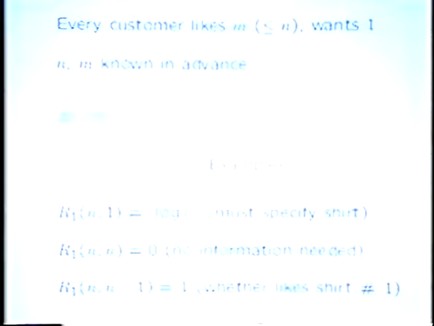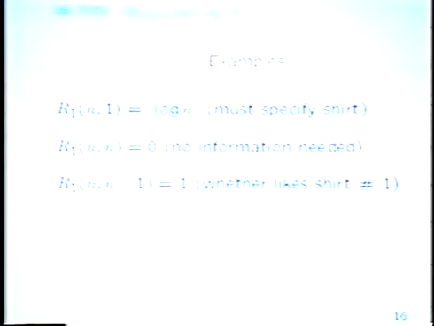So what can you do? You can just tell him if he likes shirt number 1. If he likes it, he says, I like shirt number 1, and then they'll send shirt number 1. Or he says, I don't like shirt number 1, and then they'll send him any of the other ones. So you need only one bit: do I like number 1 or do I not like number 1? Is that clear to everyone?